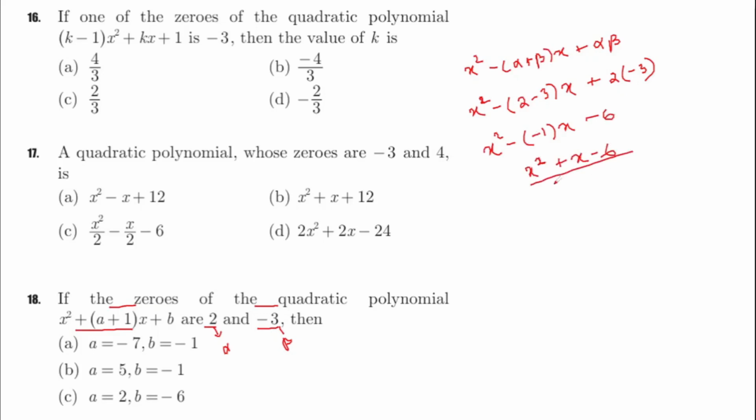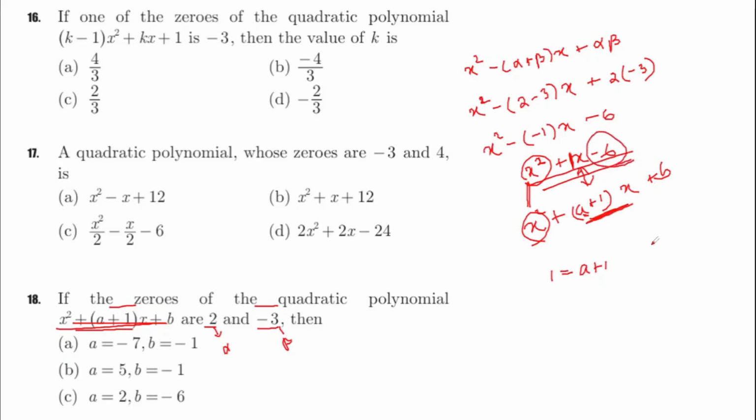But in the question it is given that this is the polynomial. So if you look at the polynomial, this is given as x square plus (a plus 1)x plus b. Now compare these two polynomials, you will get the value of a and b. Here as you can see, x square is there and x square is here. So both are equal. But in case of this, the coefficient of x is 1. Similarly, in case of this, the coefficient of x is a plus 1. Okay. Now here, the constant term is minus 6. And here the constant term is b.